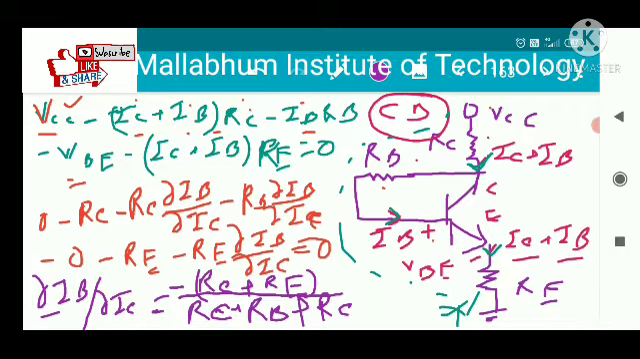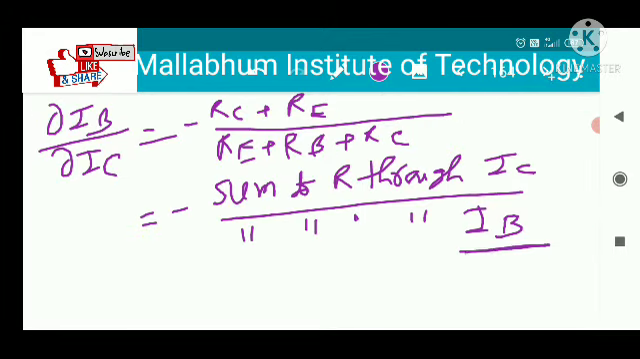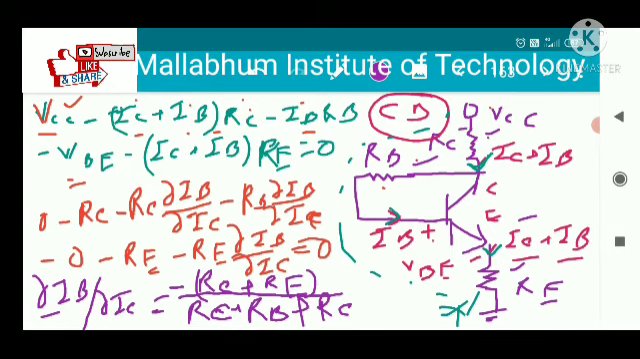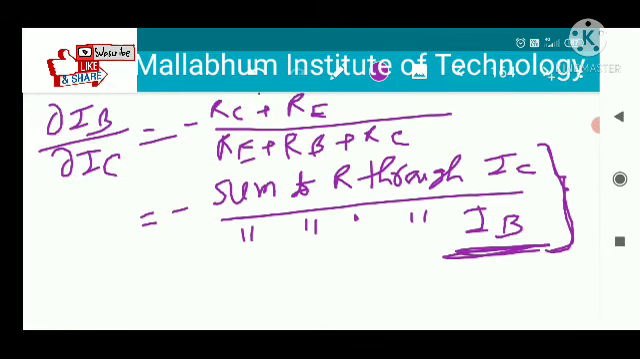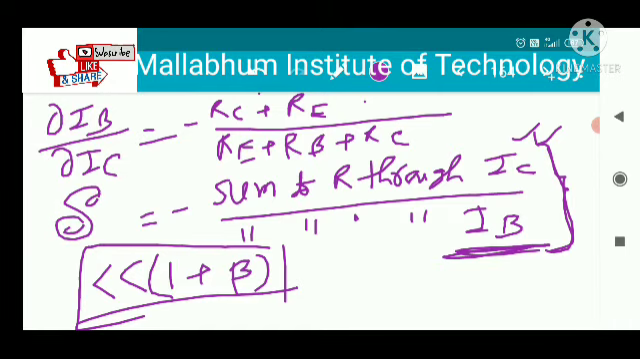So just see, IB is flowing through RC, RB, RE. That's why it is written as the sum of resistance through which IB is flowing. You can remember this in this way. And IC is flowing through RC and RE, so that's why it is written RC and RE, the sum of resistance through which IC is flowing. And again this value is very much less than 1 plus beta. So this is once again a very small value, which is the sensitivity. This sensitivity comes out to be very much less, so that's why we get a better value in this type of configuration.